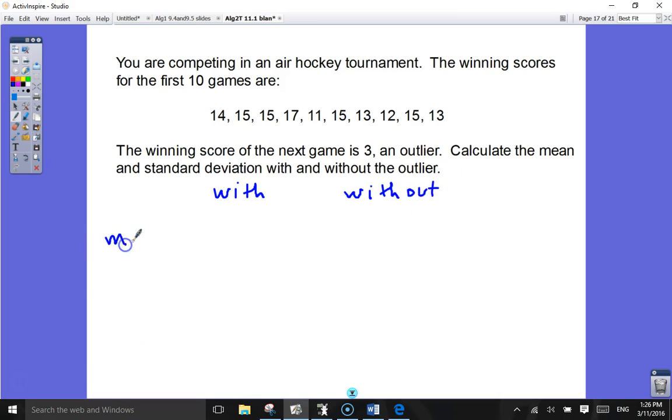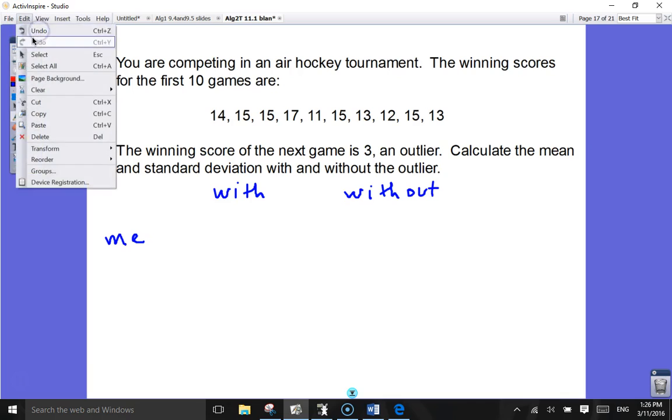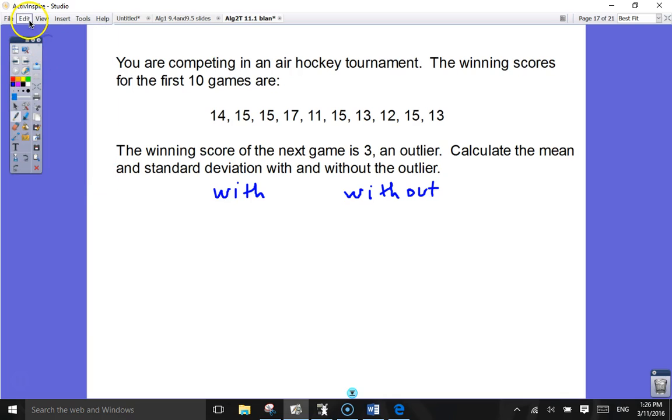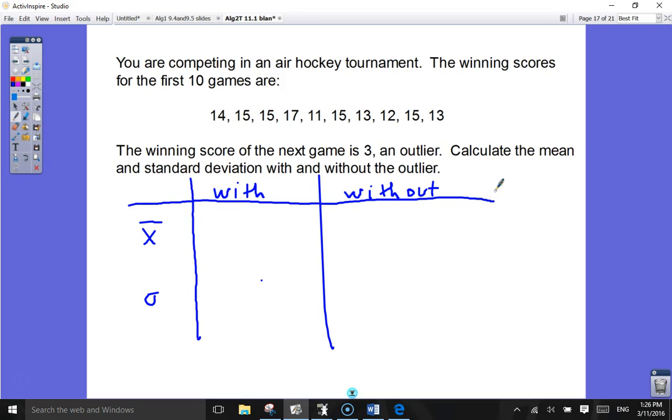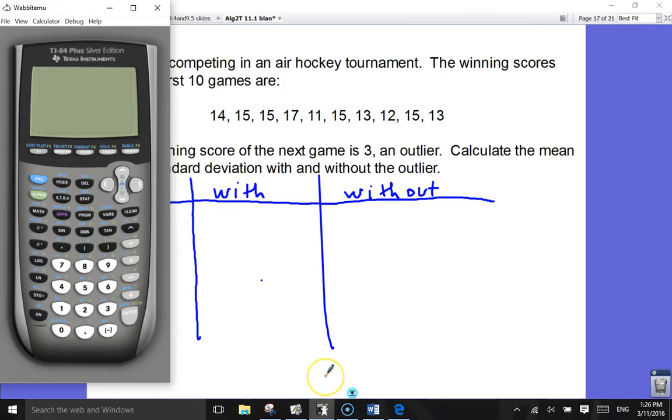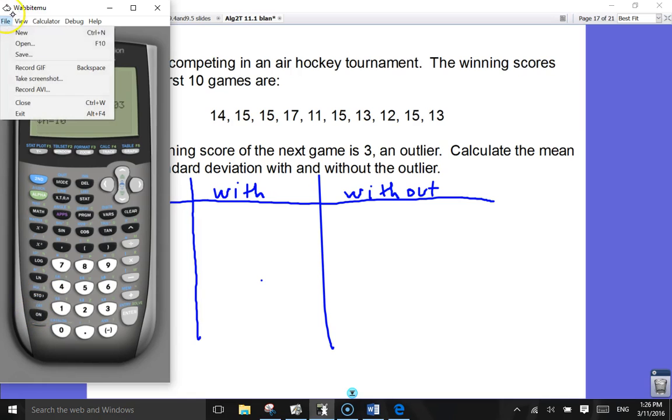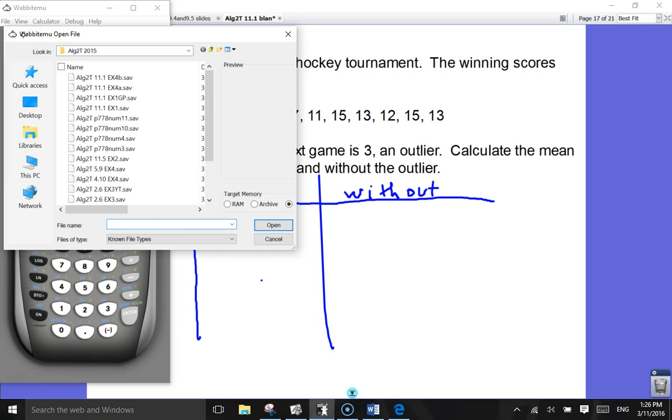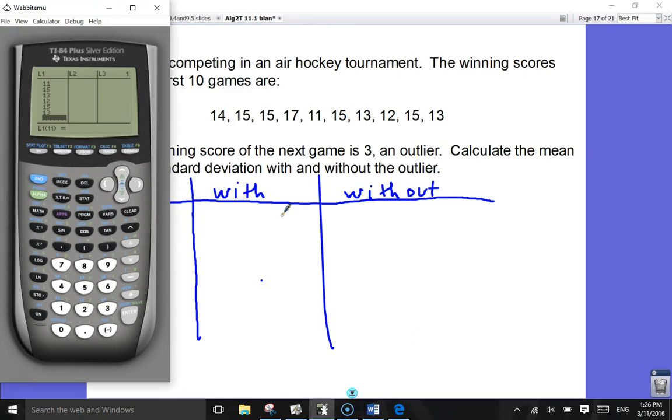Mean, I'll call X bar, and sigma. So here, there's going to be a little bit of a table. And I'm doing it with the calculator. Okay, and I think I've already loaded the data in my calculator, so that it won't take long. Okay, file, open, and we are opening A. I think A is without. So there's the data values. They end with 13. I don't have the 3 on the end.